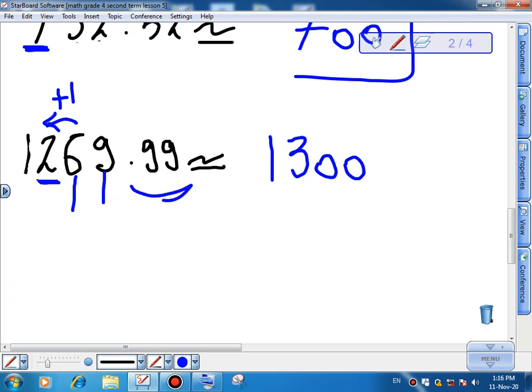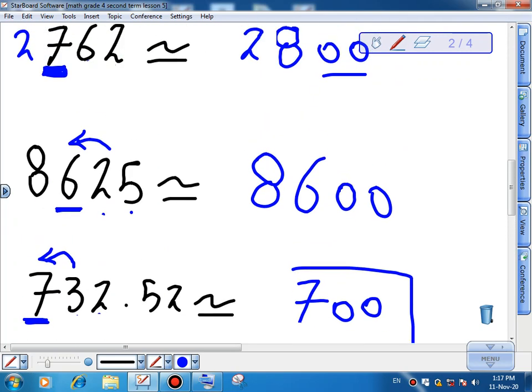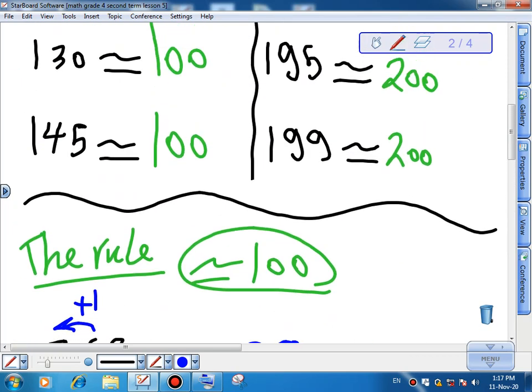And the decimal part, don't approximate the decimal part. So we will cancel the decimal part. It will be 1300. Okay? This is the approximation to the nearest 100.